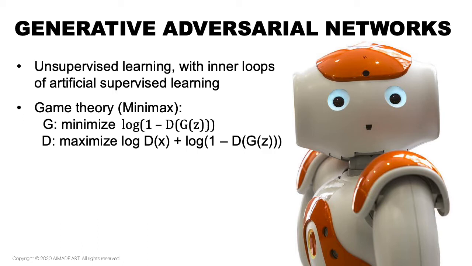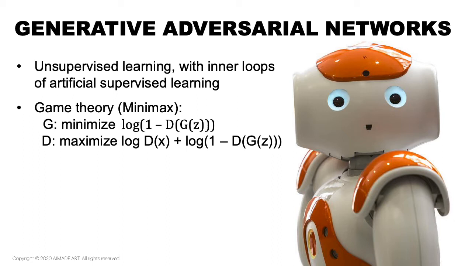So the goal is to minimize the maximum loss for the worst case, so that the generator seeks to minimize the log of the inverse probability for fake images, which encourages the generator to create samples that have low probability to be flagged as fake, if that makes sense. While the discriminator seeks to maximize the average of the log probability for real images and the log of the inverse probability for fake images.